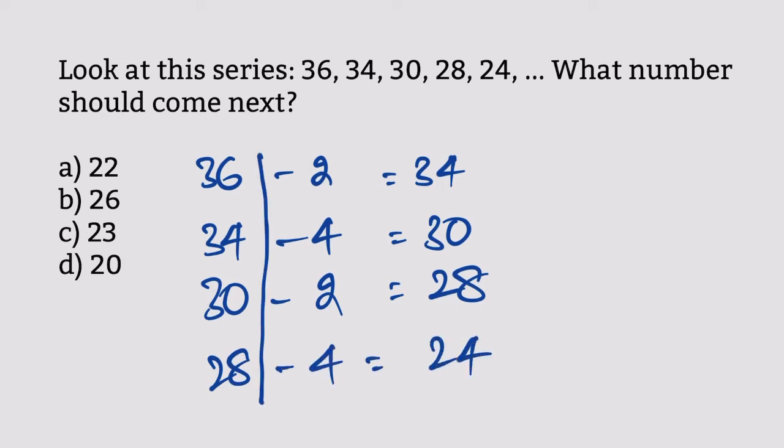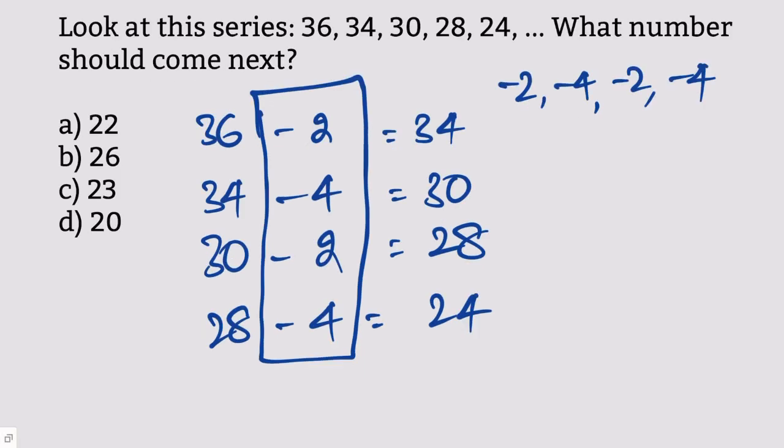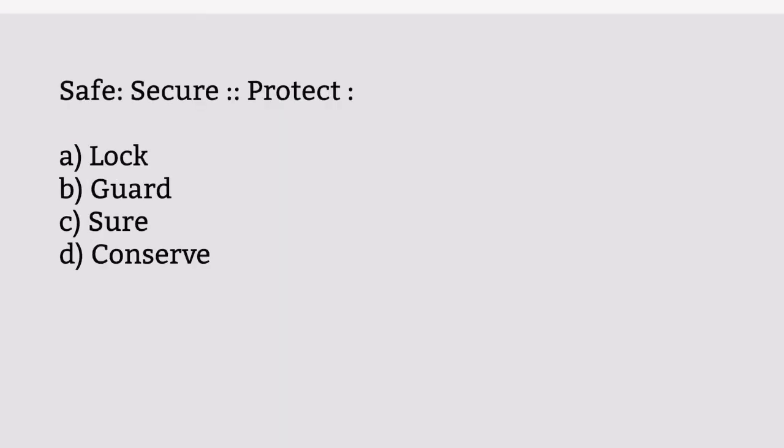Once again it is easy for us to identify the rule here. In this case the rule is -2, -4, -2, -4. There is no addition here, it is completely subtraction, but the numbers are alternating between -2 and -4. So next would be -2. That means 24 minus 2, 22. So which is the right answer here? Option A.